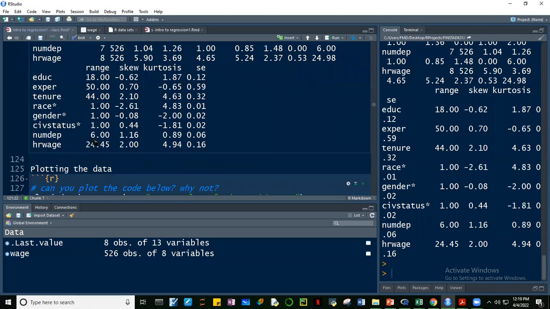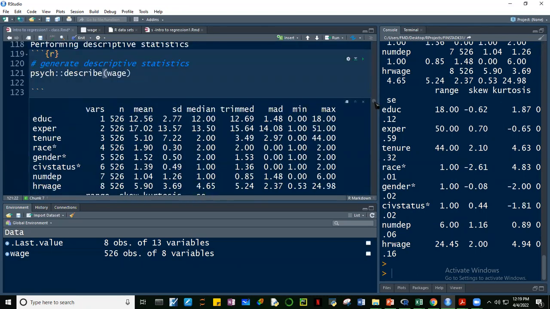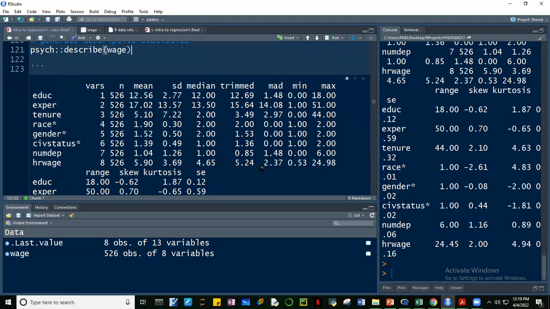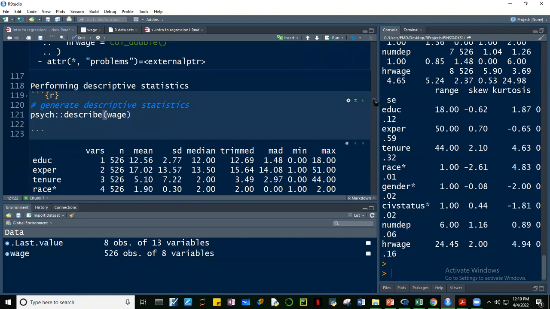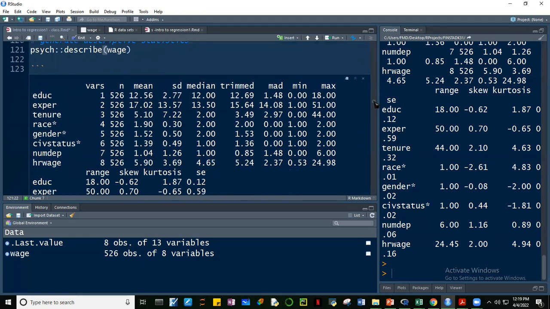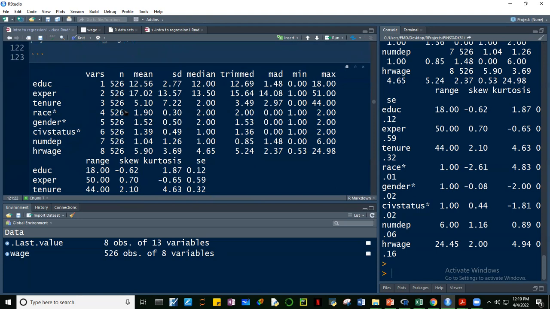Yung range, madali lang kasi maximum minus minimum value lang yan. Okay, like this one. 6 minus 0, maximum minus minimum. So that will be the range for number of dependents, 6. Okay, but the rest, guys, please review. Okay, minimum, maximum, mean, standard deviation. Lalo na itong skew at saka kurtosis, pakireview siya.